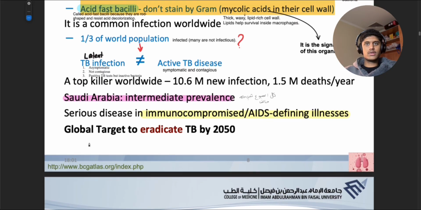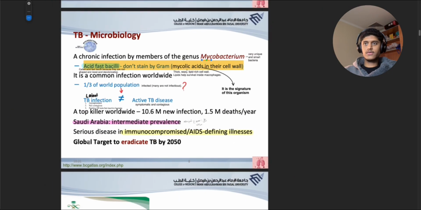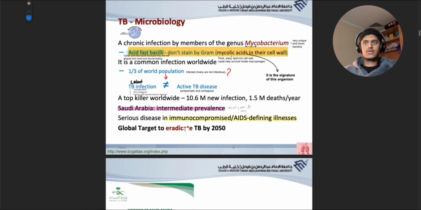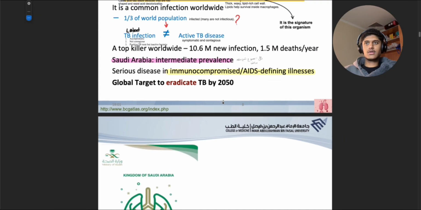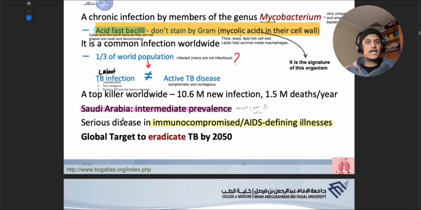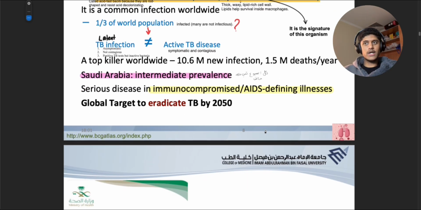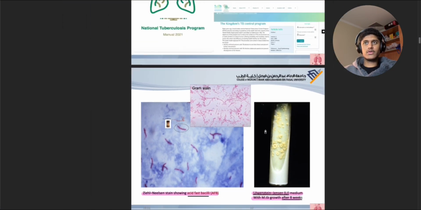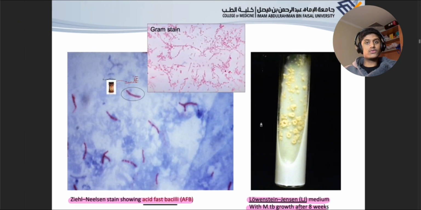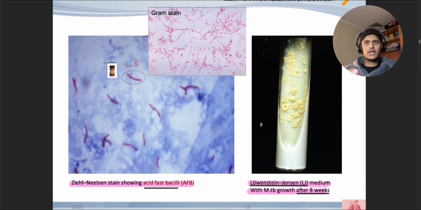These are further information, and as the doctor has said, it will be eradicated by 2050, inshallah, but apparently it will take much longer. It is a serious disease in immunocompromised patients and age-defining illnesses, and we will see why that is later on in this lecture. So these are the further tests that are used for TB.